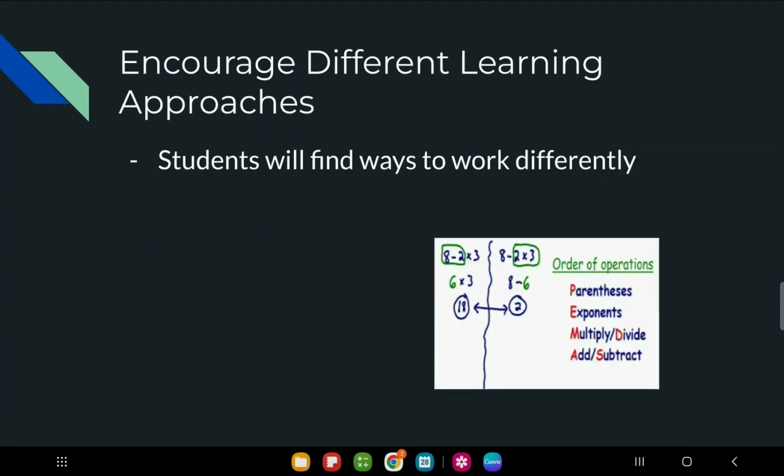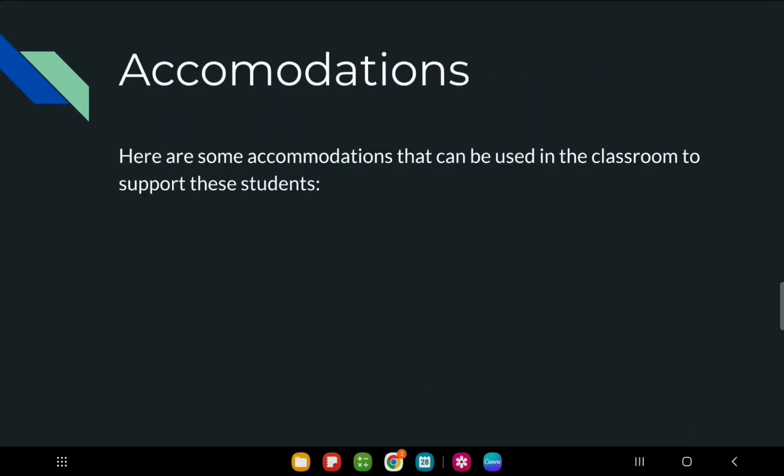Students that are gifted may come up with different processes and methods to solve a problem. These students will work a completely different way than a teacher is teaching in the method. As you can see down below is PEMDAS. Everybody's heard of PEMDAS before, but students with giftedness can find a different way to solve this order of operations, for example.